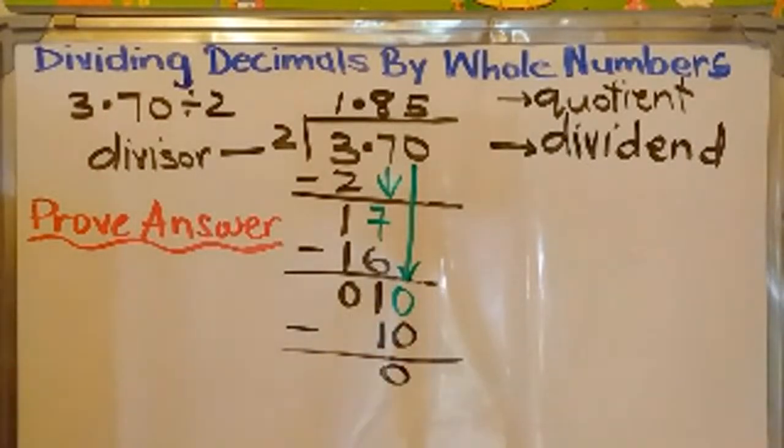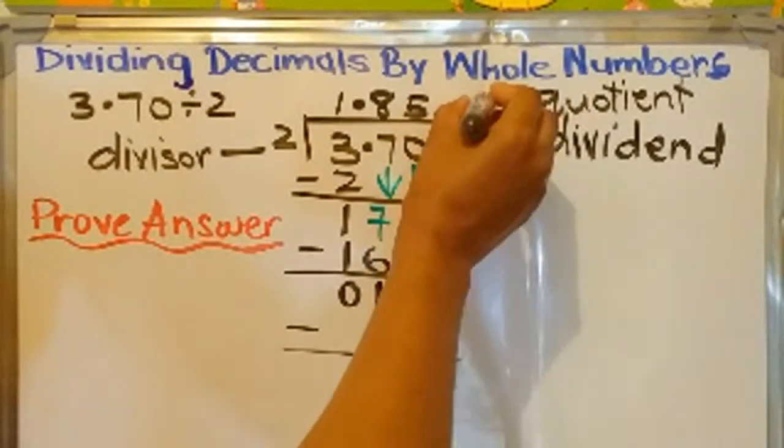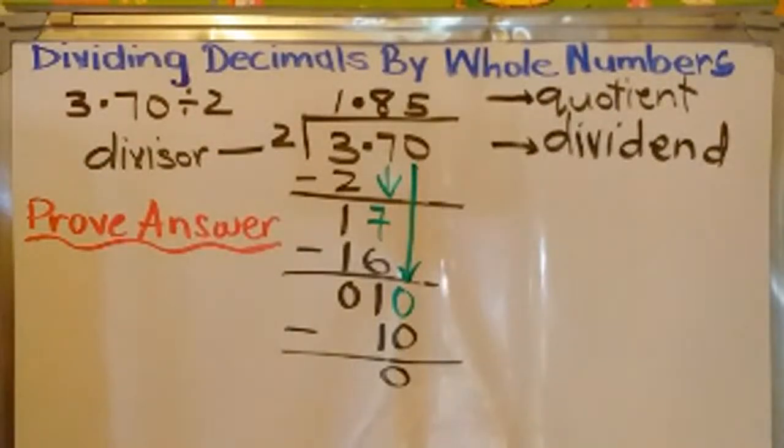All right. So in this case, the answer to this division problem is 1.85. All right. That is our quotient. And of course, we are going to work it to see if our quotient is correct. All right, so we're going to prove our answer by doing a multiplication. Remember, we're going to be multiplying decimal numbers.